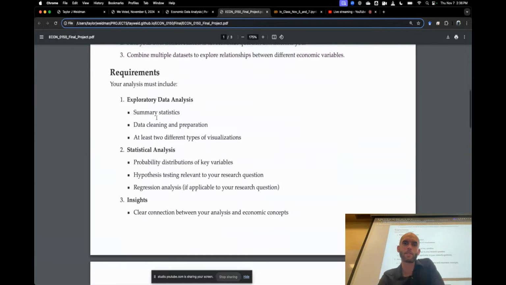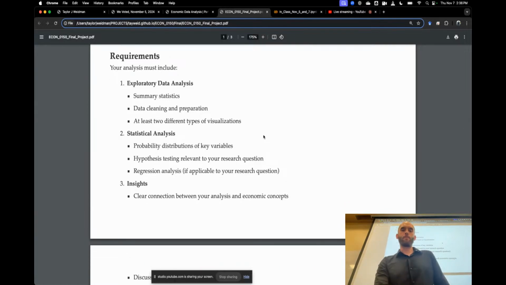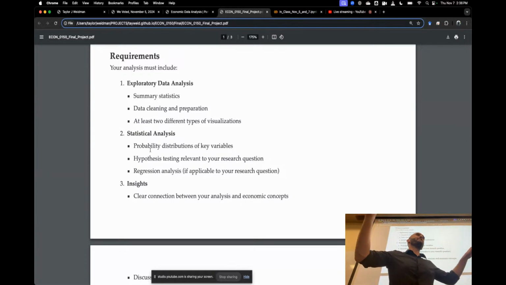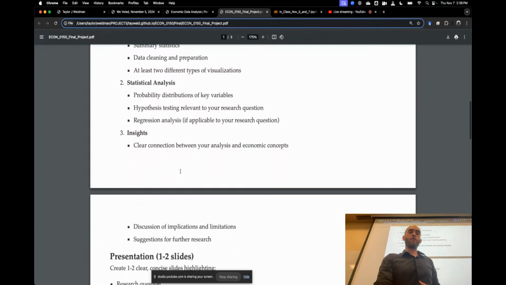And then the requirements are exploratory data analysis, so like summary statistics, some data work, and using visualizations. I'm hoping for at least 2, and probably not many more than 2. And then using some of the approaches we're developing at the moment. So thinking about probability distributions, thinking about hypothesis testing, which is what we're about to start on Tuesday. And then regression, which we'll hopefully start on Thursday.